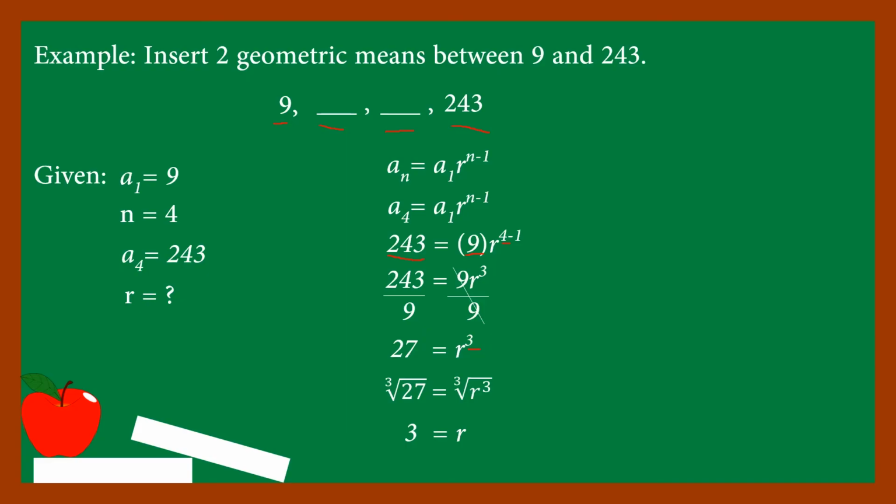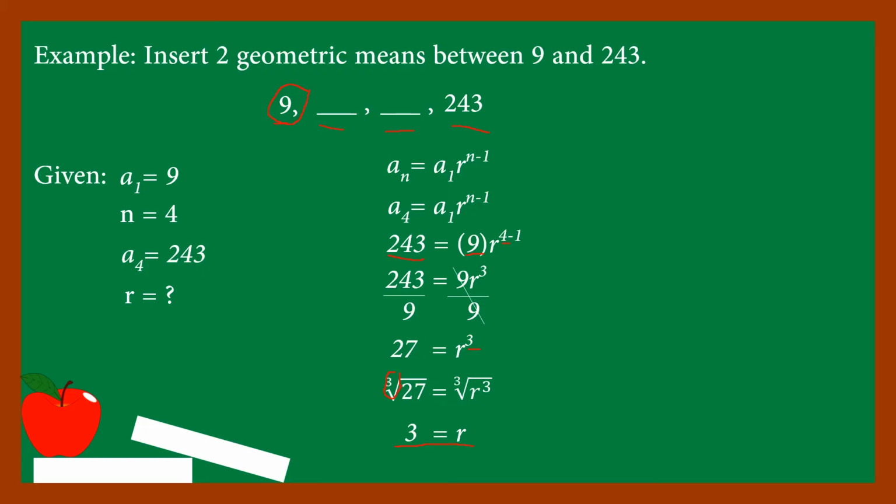This time, walang plus, minus na nakalagay. So, kung ang index ninyo ay even, then we're going to have two values, positive and negative. But since our index is an odd number, 3, therefore, yung final answer natin is isa lang. Okay, so this time, yung r natin or yung common ratio is 3. So, yung common ratio or 3, ito yung gagamitin natin para i-multiply sa first term natin. Okay?